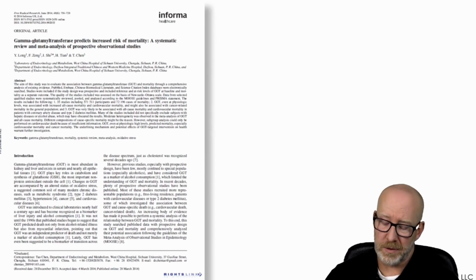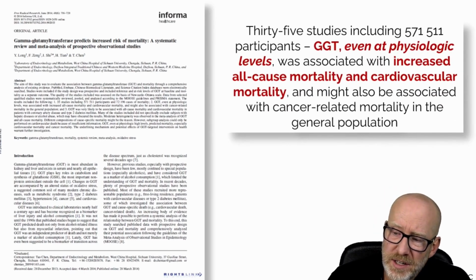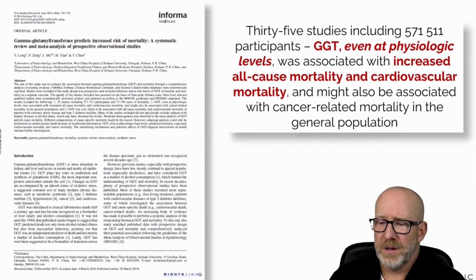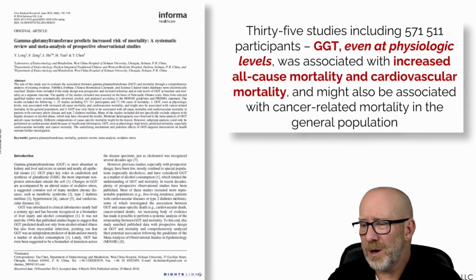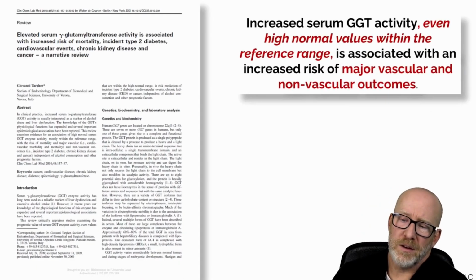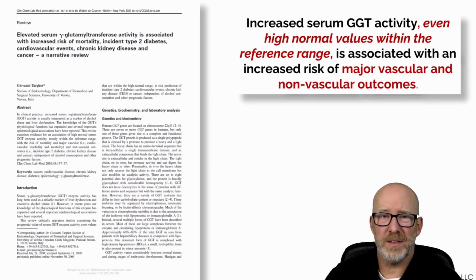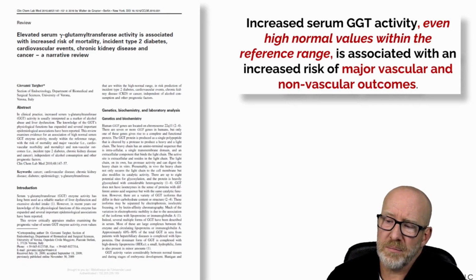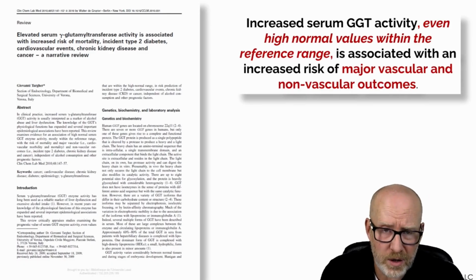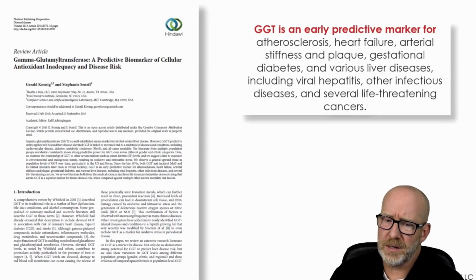So let's look at some of these papers really quickly. This paper said, and the italicized is mine, GGT, even at physiologic levels, was associated with increased risk of all-cause mortality and cardiovascular mortality, looking at almost 600,000 people. Here's a paper that says, again, the italics are mine, increased serum GGT activity, even within the high normal values, inside the laboratory reference range, is associated with an increased risk of major vascular and non-vascular outcomes. Where would you want your GGT? Within the laboratory reference range? If it's high normal, there's still potential issues.